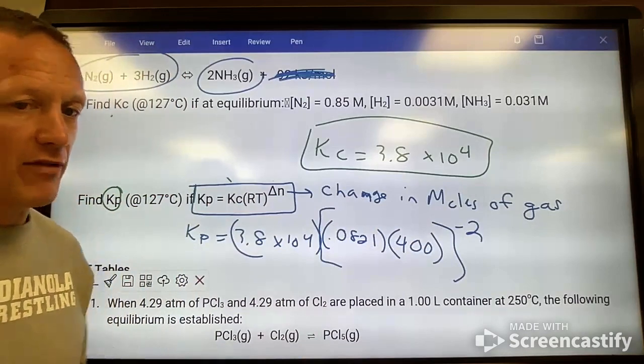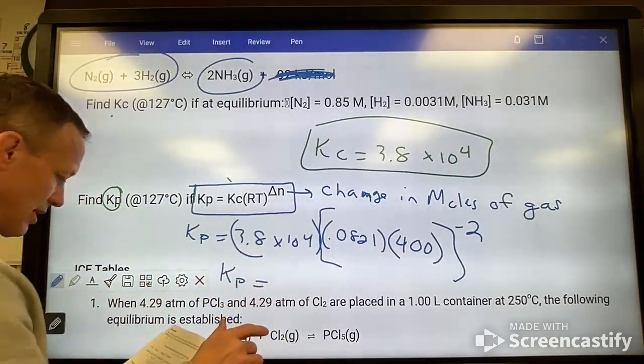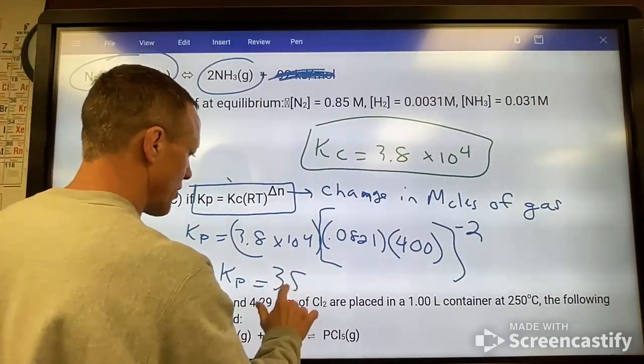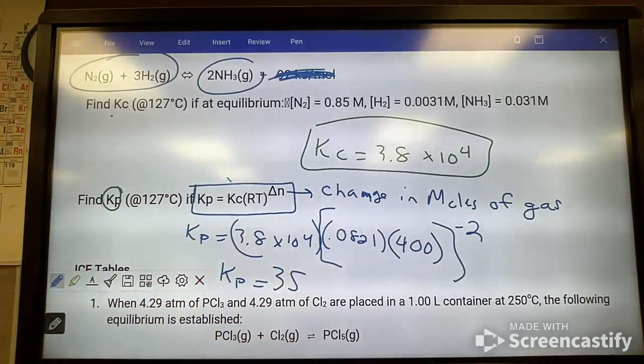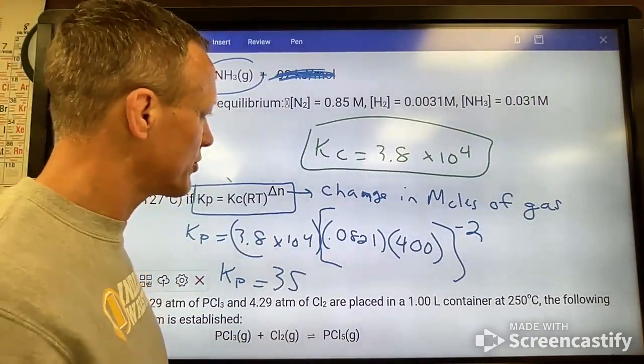This is not something we do very often, but our K in terms of pressure, and if we do that, is 35. Okay, so sometimes we have to translate between those two things.